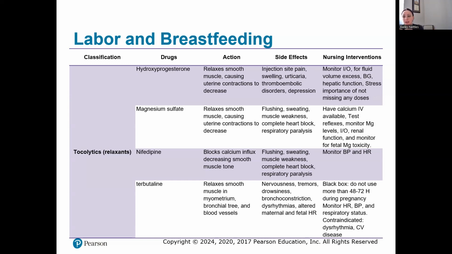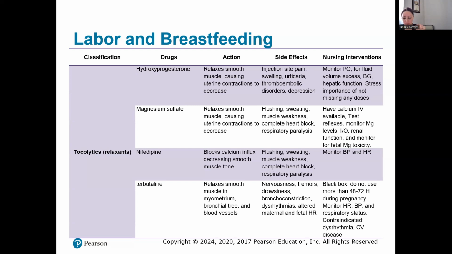Black box warning: do not use for more than 48 to 72 hours during pregnancy. This is not used in like super preterm labor. This is used if you're in preterm labor and still viable. So monitor their heart rate, monitor their blood pressure, monitor their respiratory status. Contraindicated if you have a dysrhythmia or cardiovascular disease, because those two things are going to put you into those lethal dysrhythmias, and we don't want that.